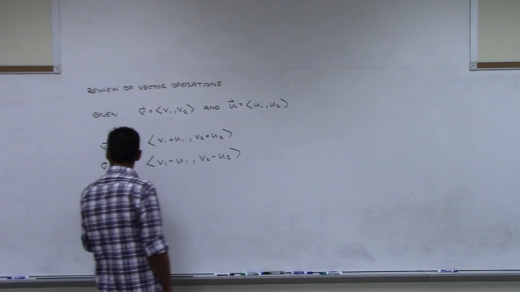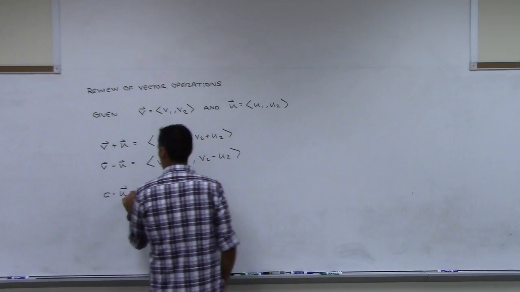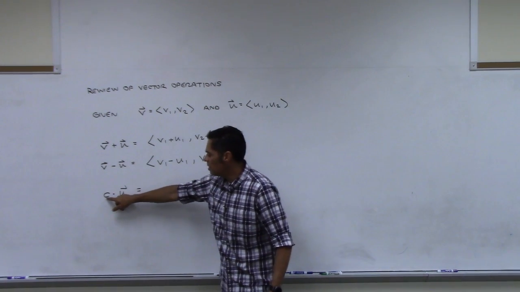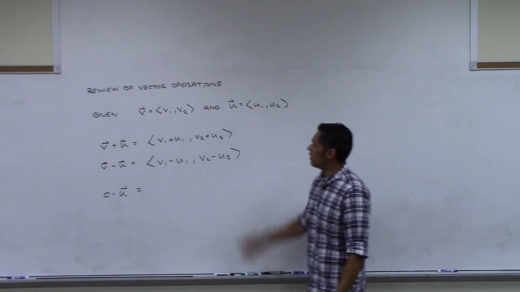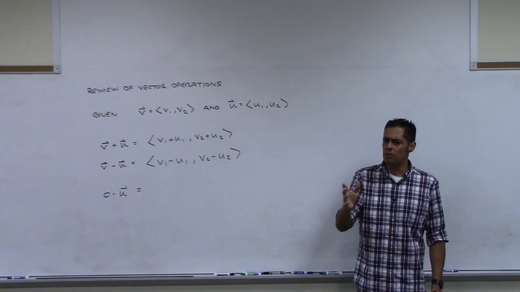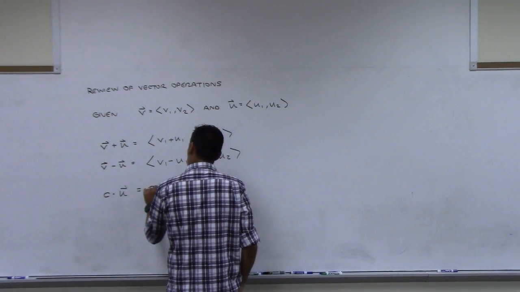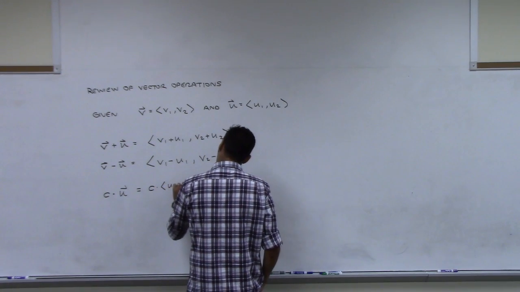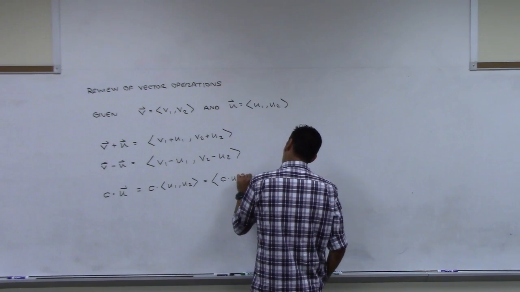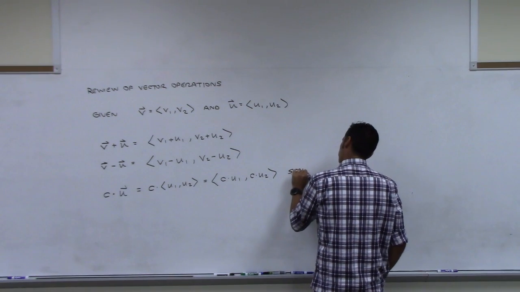All right. What are some other things we could do with these? We could take a number like c and multiply it times the vector u. So c is a number here, right? C is a constant. If I take a constant and multiply it times the vector u, then what does that c do? We just did it a second ago. It just distributes through. Okay, so this becomes c times the vector u1, u2, which becomes the vector c times u1, comma, c times u2. This is called scalar multiplication.